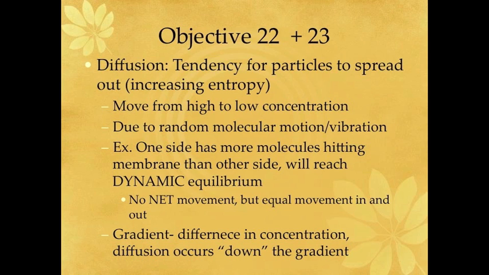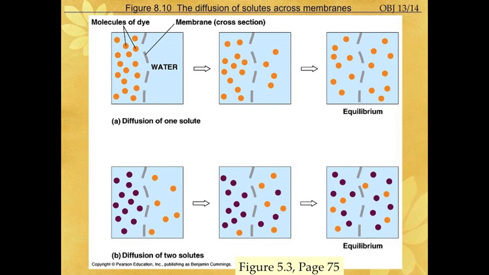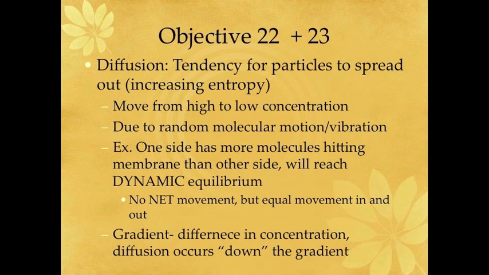So diffusion is just the tendency for particles to spread out. This means they move from high concentration to low concentration. So if you have a beaker of water and you put some food coloring in it, eventually that will spread out and fill the entire beaker. This is due to random molecular motion or vibration. As you know, molecules are always in motion. And so as they constantly are bumping into one another, they start to move around and fill whatever space is available.